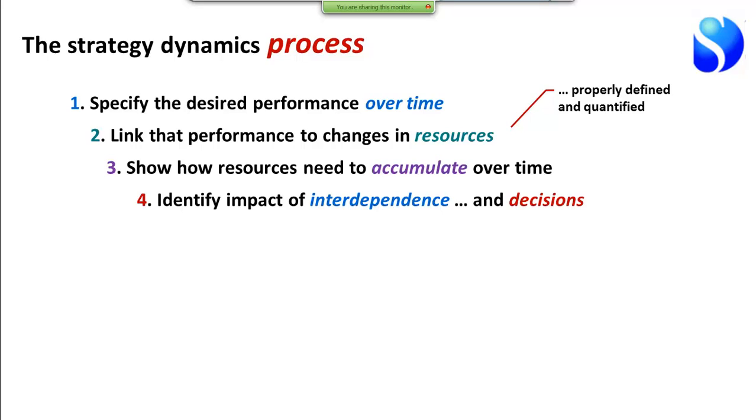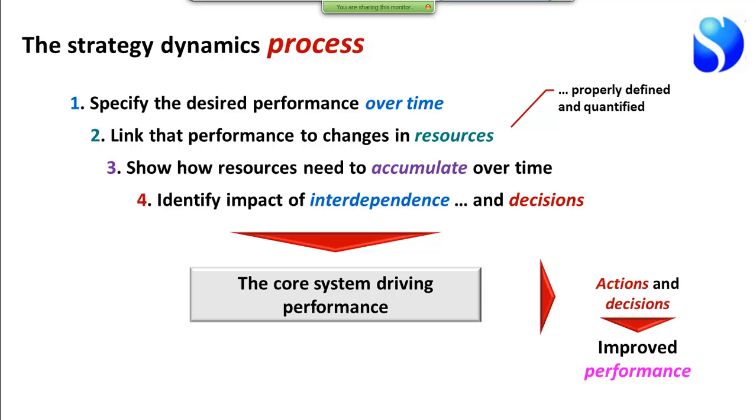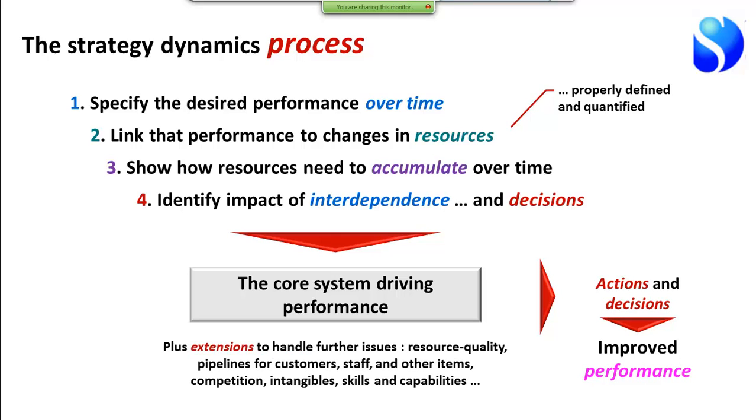And when you put all that together, what you end up with is a working system diagram and model of how a business works, or a function works, or an issue works, and from that you can figure out what actions and decisions to take to get improved performance. And there's a load of extra extensions you can put around that to deal with all kinds of different things that crop up in many different situations. We haven't got time to go into those today, but what I'll show you is the very simple core of the thing, but bear in mind there are these other things you can do too.